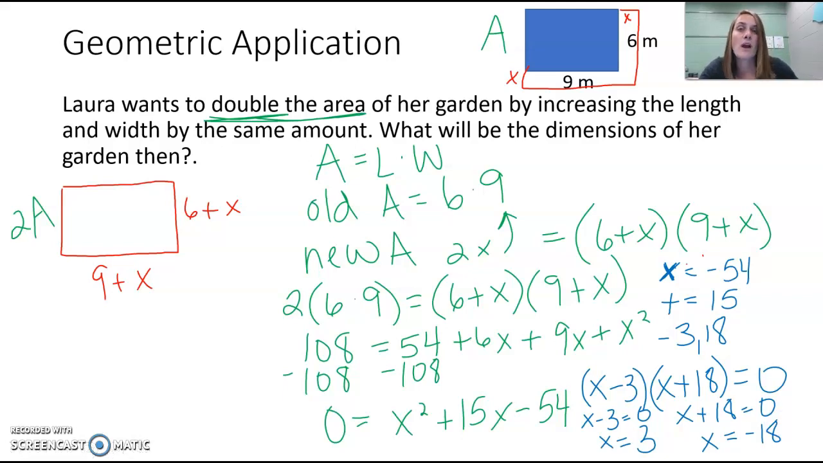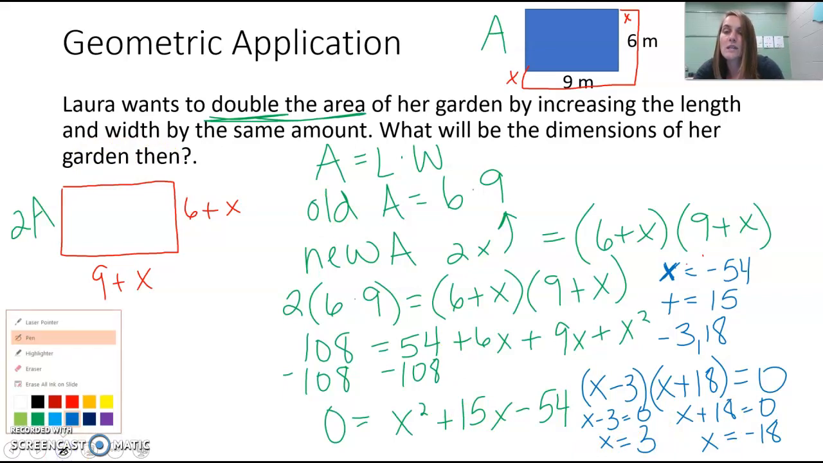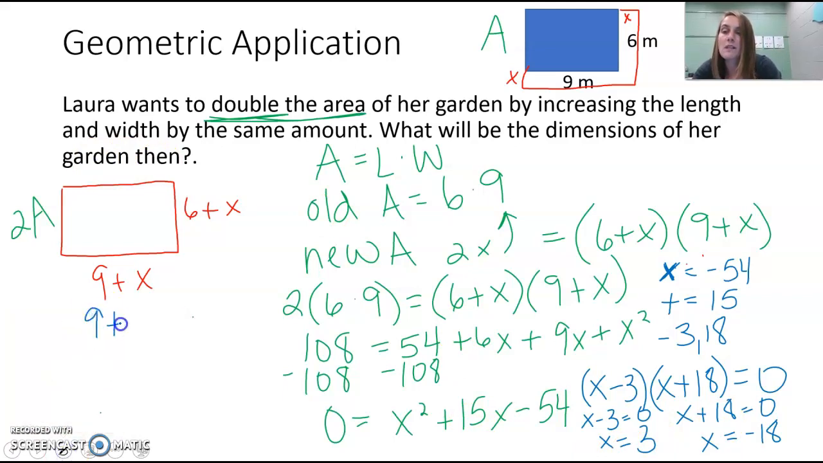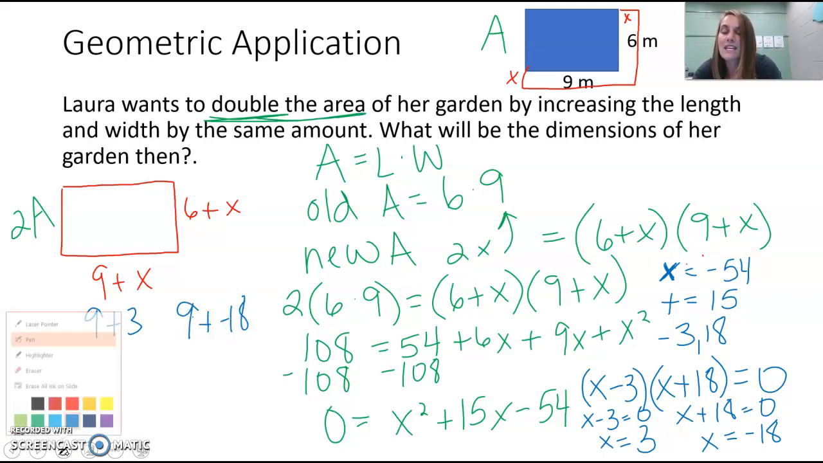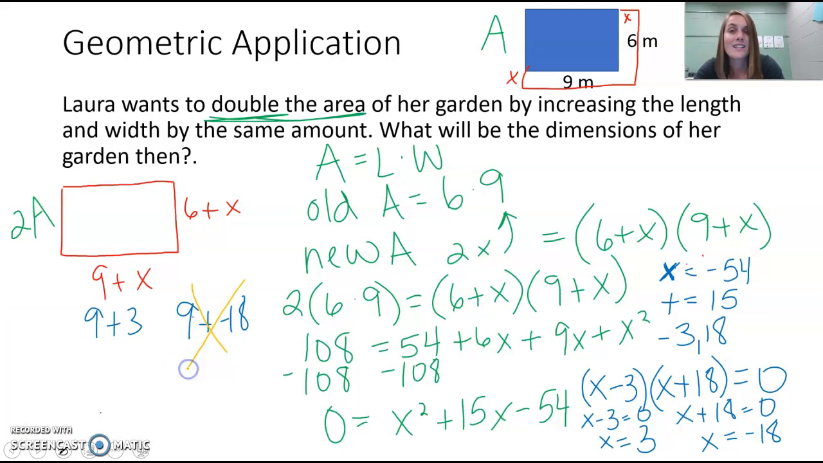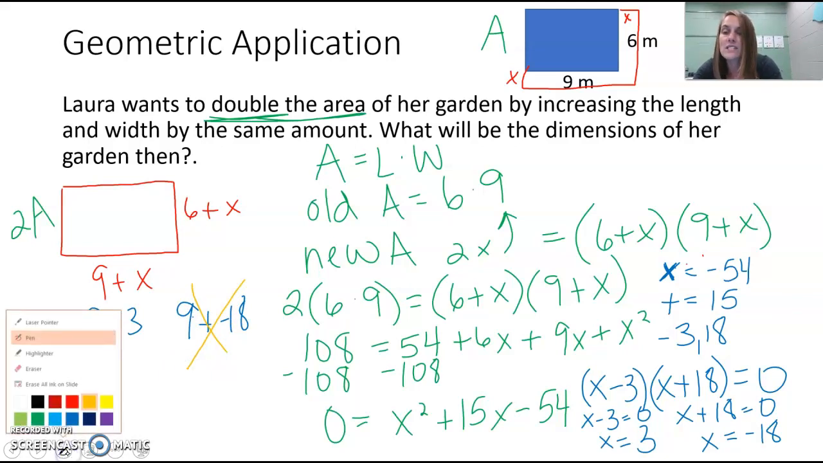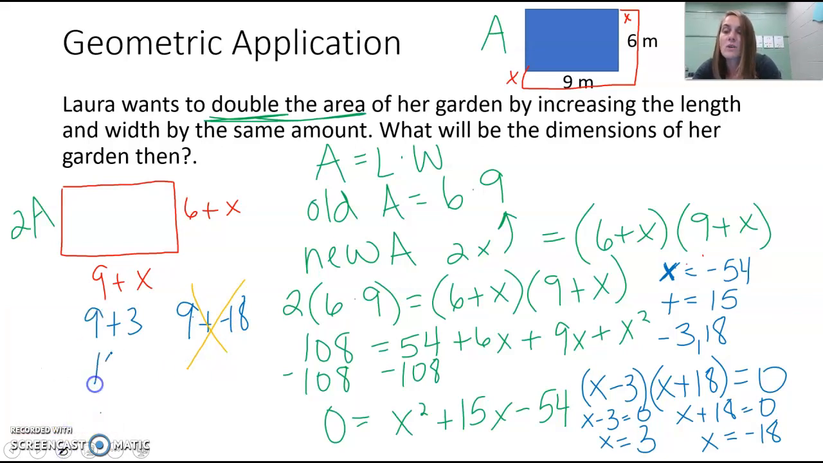We have to think about what this problem is. Again, go back to the beginning. What will be the dimensions of her garden? So x equals 3 and negative 18, those aren't her dimensions. Remember, those are the numbers that you would then plug in up here. You would do 9 plus 3 or 9 plus negative 18. And 9 plus negative 18, that doesn't work, right? That's going to give you a negative length of a side. So 9 plus 3, though, does give us 12. And you would do 6 plus 3, and that gives you 9.